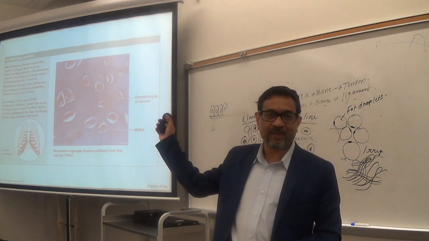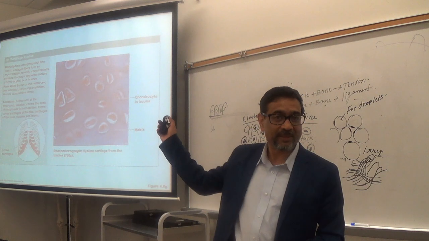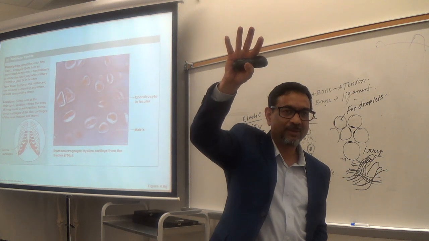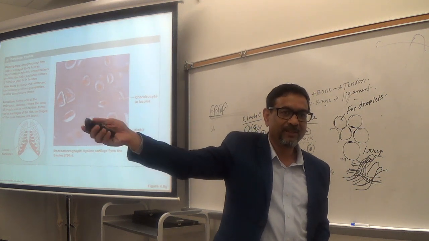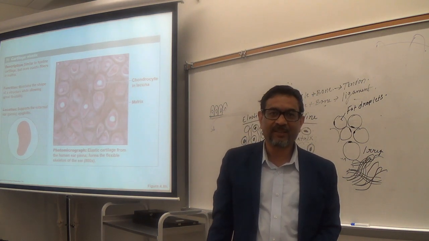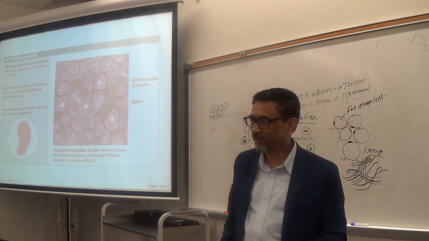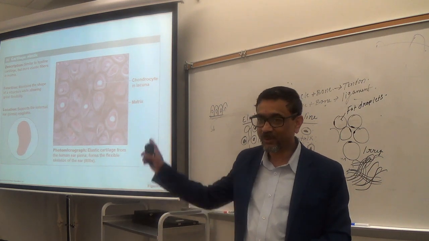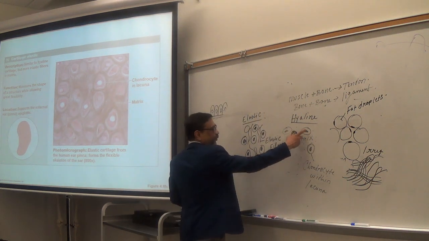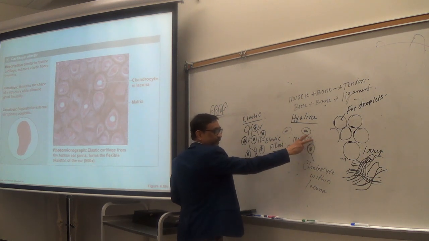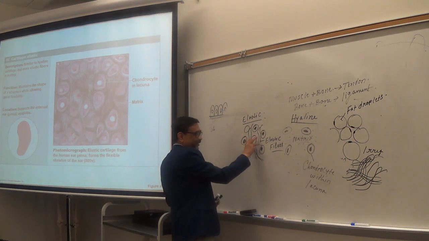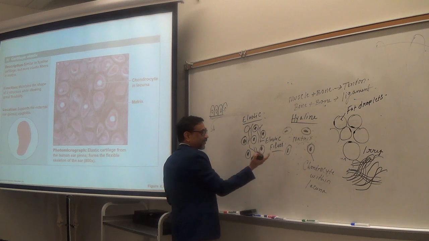Here the matrix is a lot, right? Few cells, but most part is matrix. Is it clear? Now let's go to elastic. Matrix is less, right? Because a lot of cells are in lacunae. Is it clear? And also elastic fibers are there. So this one has few cells, plenty of matrix, no visible fiber, hyaline. This one has more cells, less matrix, and elastic fibers are there. So very simple.